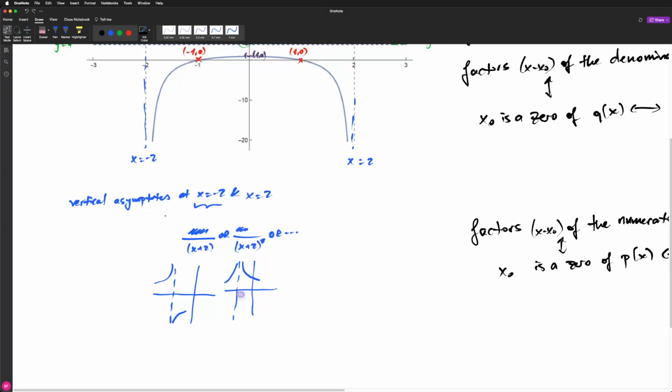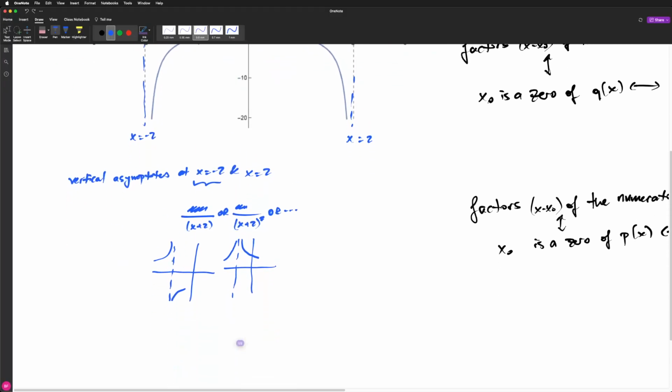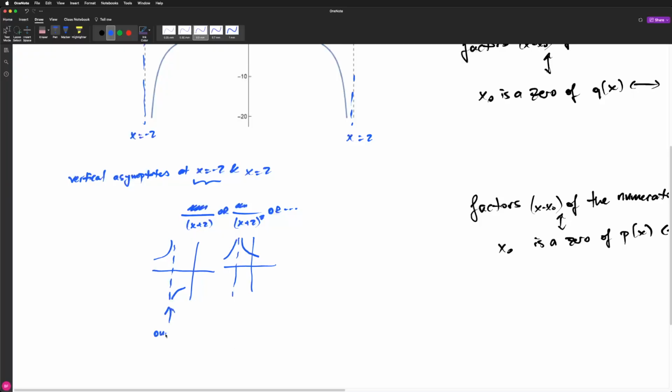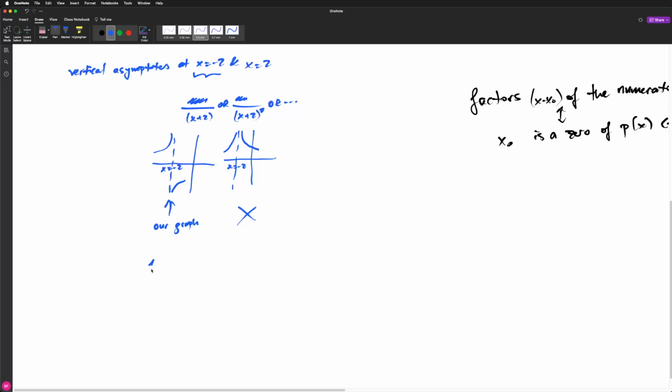That I'm not interested in at this point. We'll figure it out later. And then I look at my graph. Oh, my graph looks like this. So that's not the case. So I have x plus 2. I'm going to put x plus 2 in the denominator. And I'm going to keep it simple. So x plus 2 cubed is another possibility.